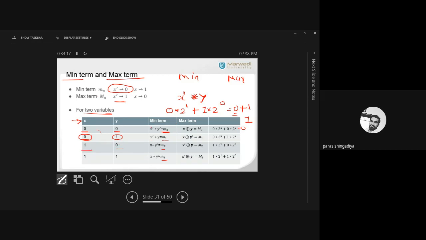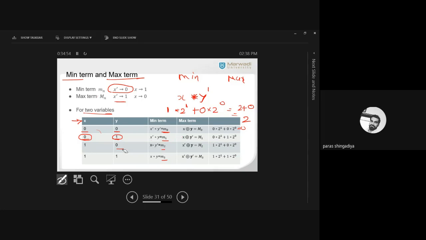And now the next, third possibility, that is 1, 0. Okay, 1 and 0. So 1 means it is the form of x, and 0 means it is the form of y dash. So we have the form x star y dash. Okay, so now multiply y dash with 2 raised to 0. So y dash का output 0 होगा और x का output होगा 1. ठीक है, so 1 into 2 raised to 1 will be 2, plus 0 into 2 raised to 0 will be 0. So it is 2 plus 0, and 2 plus 0 is equal to 2. So therefore it is called m2.